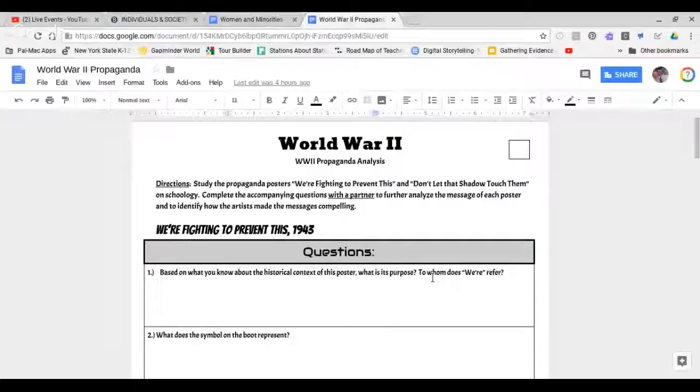So what we're going to start with is we're just going to quickly review and make sure that everyone has finished the work from yesterday. So what I'm talking about, and please make sure that you have this, is this sheet right here, World War II propaganda analysis. This is something that we started yesterday. Most classes should have started.